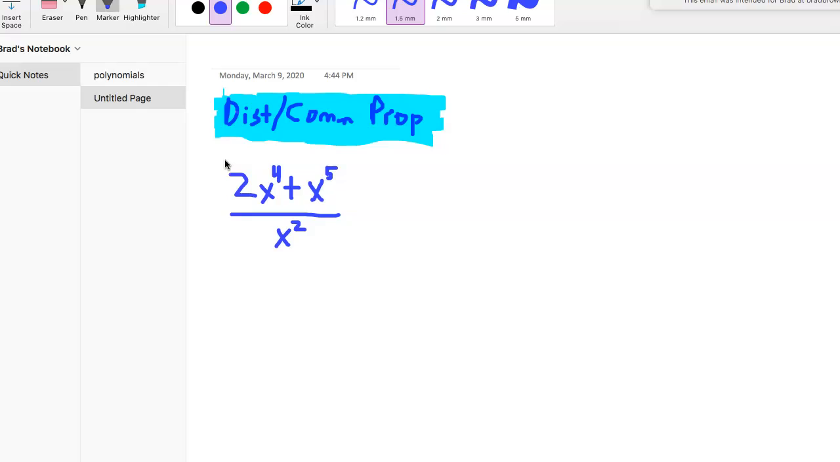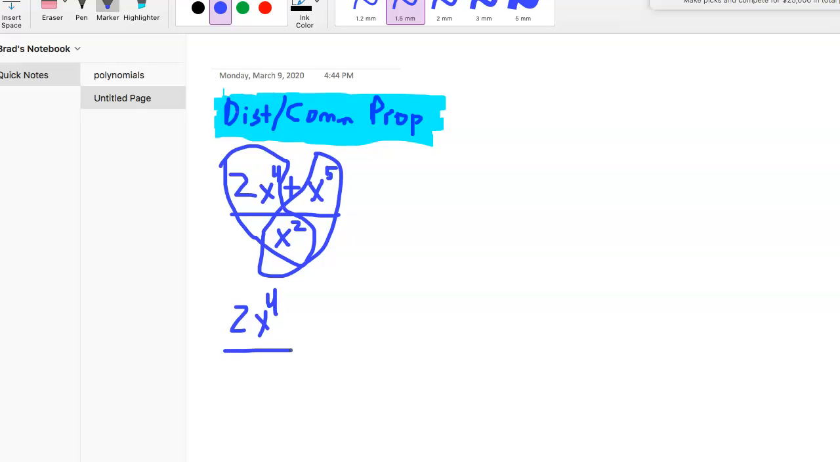Okay, so what we're really going to do is take this 2x to the fourth divided by x squared, and we're also going to take x to the fifth divided by x squared. So what does that look like? Exactly what I just said: 2x to the fourth divided by x squared, and then we add these two together. Once you've done this, the only thing left is if you know how to divide exponents. If you don't, we're going to show you in a second because it's really easy.